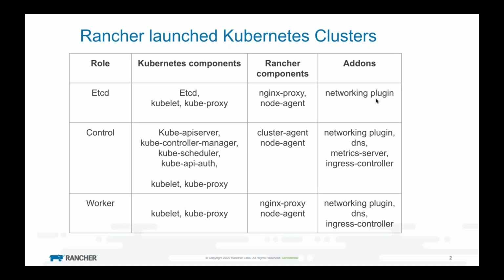And another crucial part is the system add-ons. For instance, the networking add-on is installed on all nodes. Then the DNS and ingress add-on is installed on the control and worker nodes. And the metrics server is also installed on the control node.